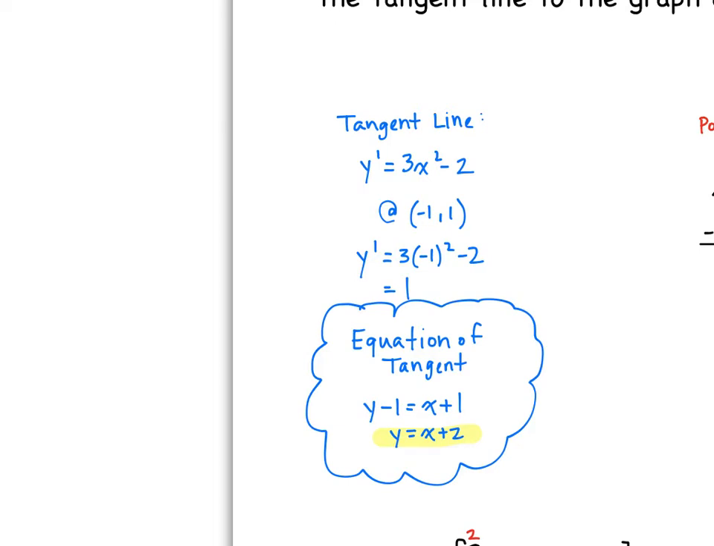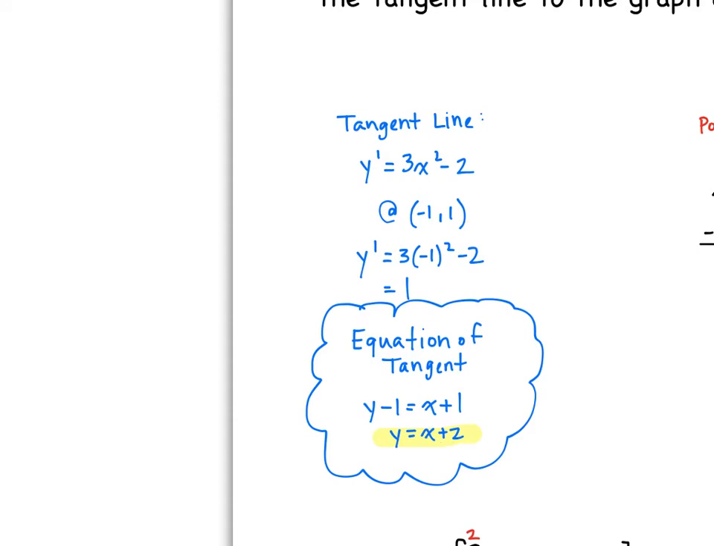So to find the tangent line, we need to take the derivative of our function, evaluating at the point -1, 1. We get the slope of our tangent to be 1, so the equation of our tangent line through the point -1, 1 is going to be y equals x plus 2.